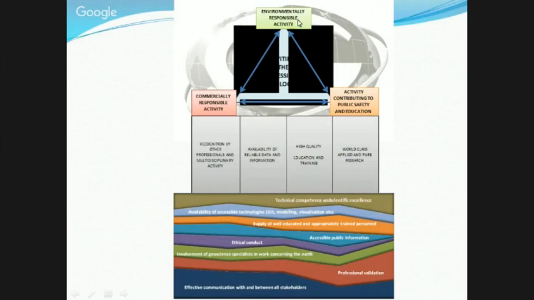We have to maintain environmentally responsible activity, to be done through commercial responsibility, through activity that contributes to public safety, etc. So we have to recognize this. We have to see what reliable data is available, achieved either through analyzing the data, through education and training, and through research. So these are the activities we have to see to achieve this sustainable activity. That means that every pillar of the society has to contribute to sustainable development.